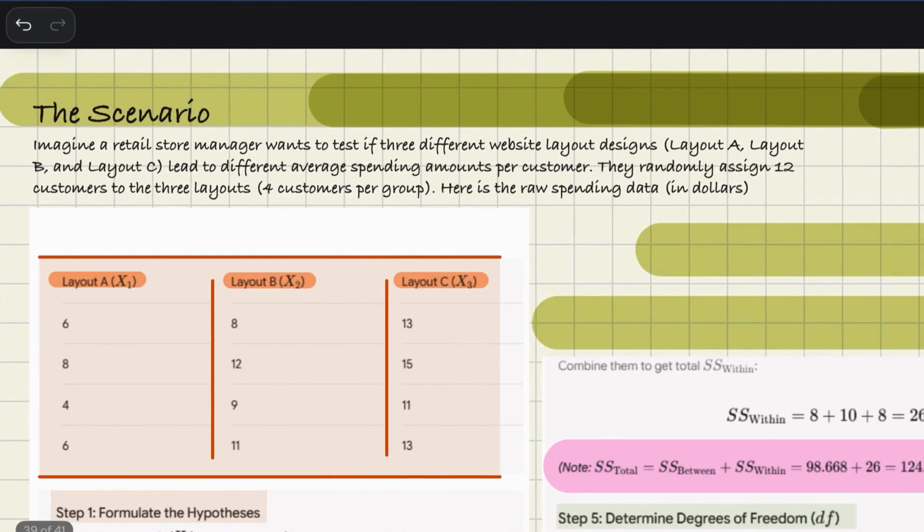Now let's walk through a comprehensive numerical problem together. So here is a scenario: imagine a retail store manager who wants to test if three different website layout designs, layout A, layout B and layout C, lead to different average spending amounts per customer or not. Alright, so they randomly assign 12 customers to 3 layouts, 4 customers per group, and here is the raw spending in dollars.